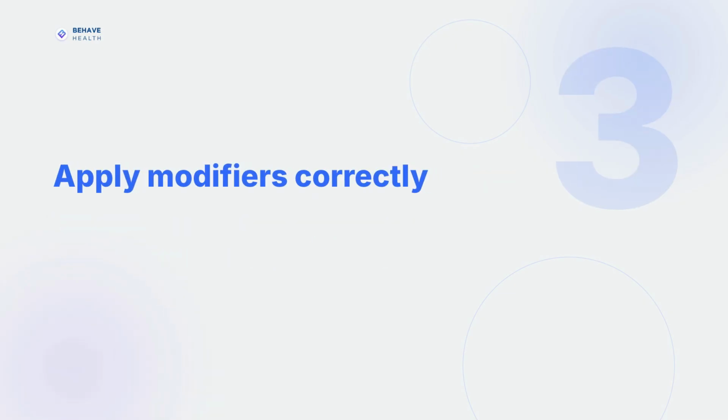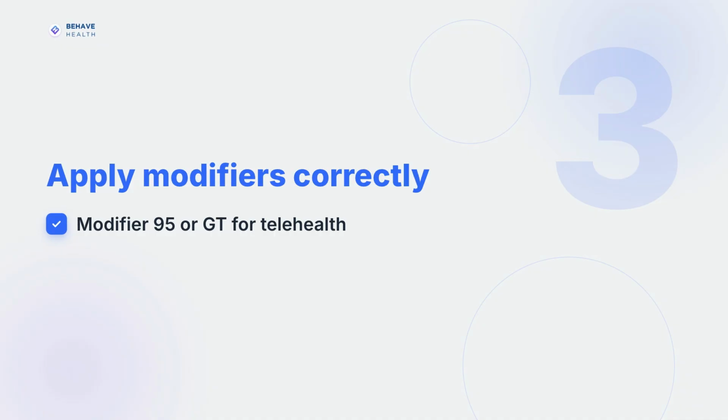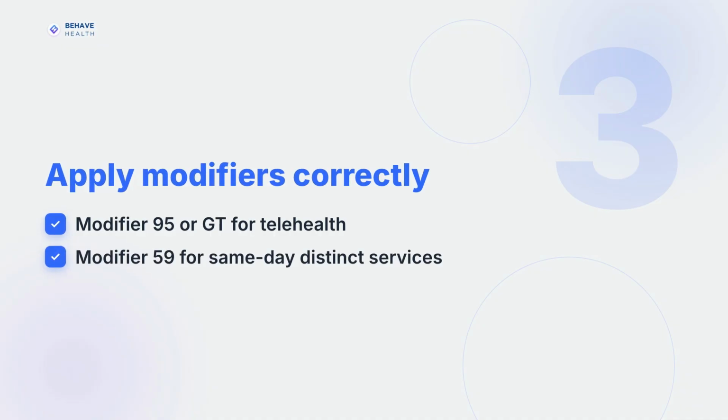Requirement 3. Apply the right modifiers. Telehealth sessions need modifier 95 or GT. Most payers now reimburse behavioral health telehealth at parity, but the modifier is required to avoid denials. Use modifier 59 when billing distinct same-day services, such as individual and family therapy together.